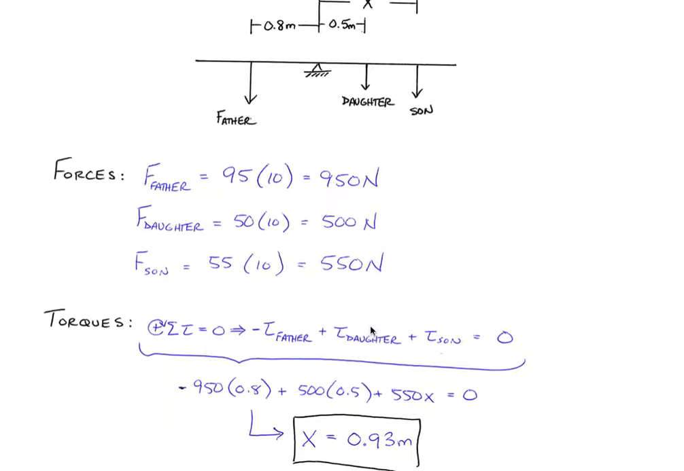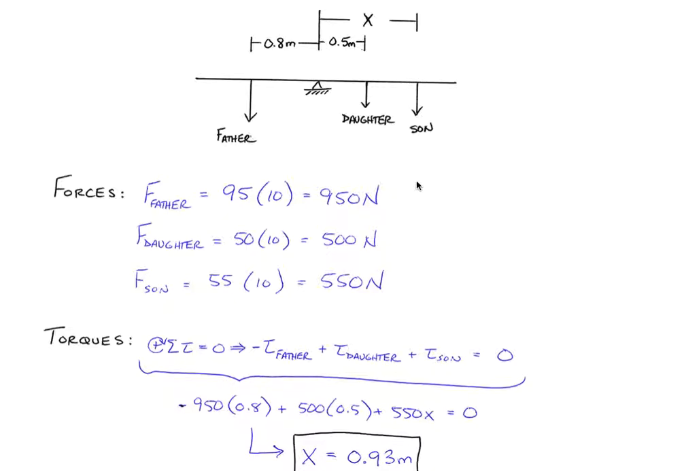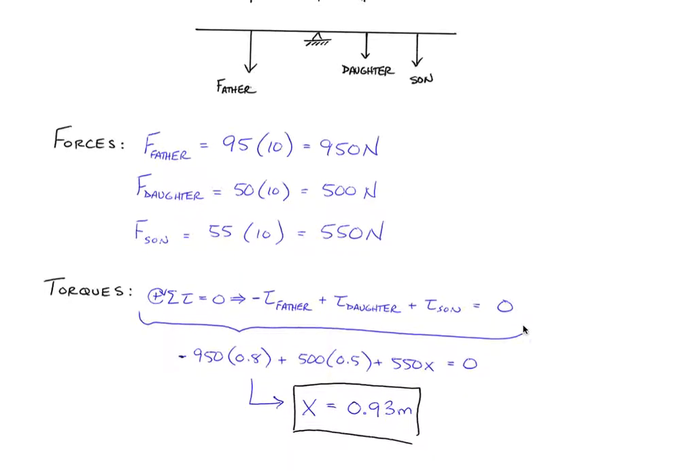So I have two clockwise torques generated by the children, which would be positive, and one negative generated by the father. If I plug in my known variables, the negative torque on the father is really just the force times that perpendicular distance. So the force of the father is 950 newtons, and he's a distance 0.8 meters from the fulcrum, or from my axis of rotation. I'm going to add to that the positive torque of the daughter, who has 500 newtons of force acting 0.5 meters from the fulcrum. And then to that, I will also add the son's torque, which is also positive. He sits some unknown distance from the fulcrum, but we know his force is 550. So if I sum all those up, negative 950 times 0.8 plus 500 times 0.5 plus 550 times x must all balance out and equal 0.